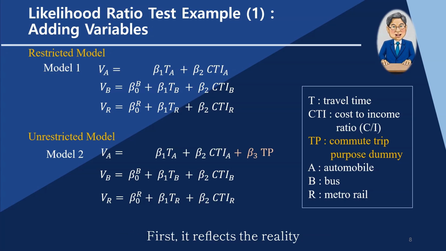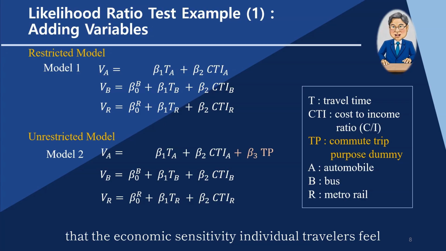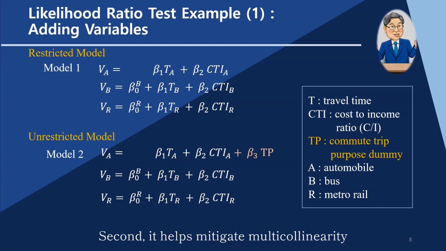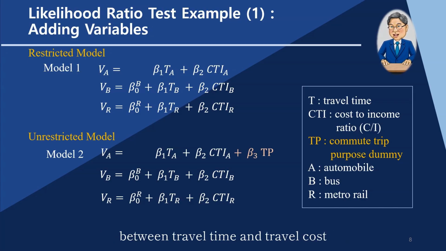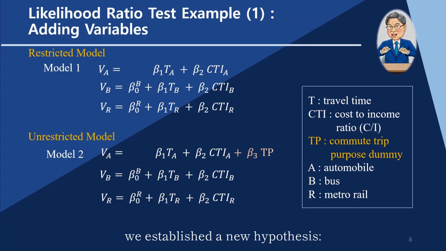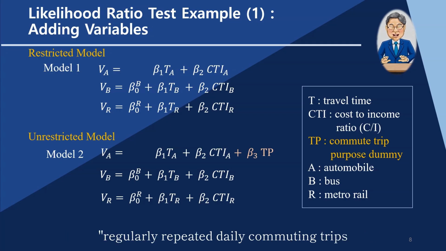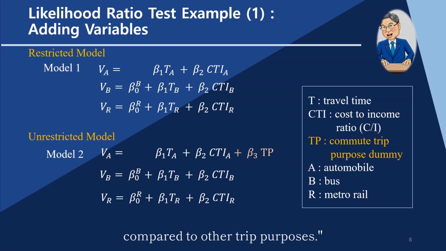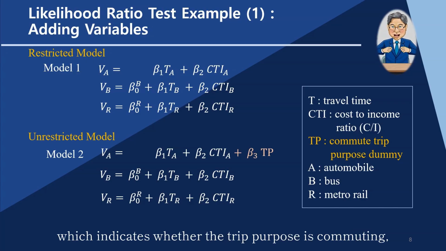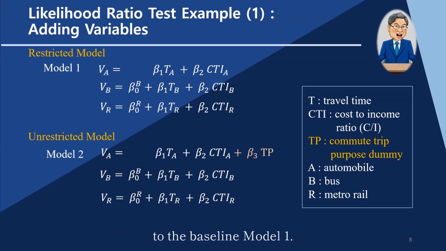First, it reflects the reality that the economic sensitivity individual travelers feel varies according to their income levels. Second, it helps mitigate multicollinearity, a problem where a high correlation between travel time and travel cost might cause the estimated coefficients to have irrational positive signs. Next, to enhance the explanatory power of the model, we established a new hypothesis. Regularly repeated daily commuting trips will exhibit different mode choice behaviors compared to other trip purposes. Based on this hypothesis, we built Model 2 by adding a dummy variable, TP, which indicates whether the trip purpose is commuting, to the baseline Model 1.